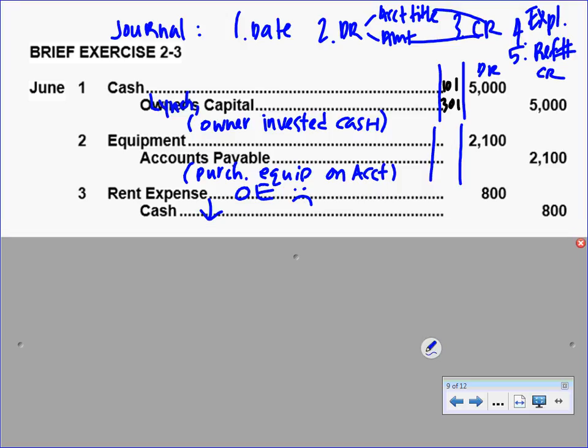What would we put on that line 9? Paid rent, but add the word expense to it just so you get used to using that. Paid rent expense.